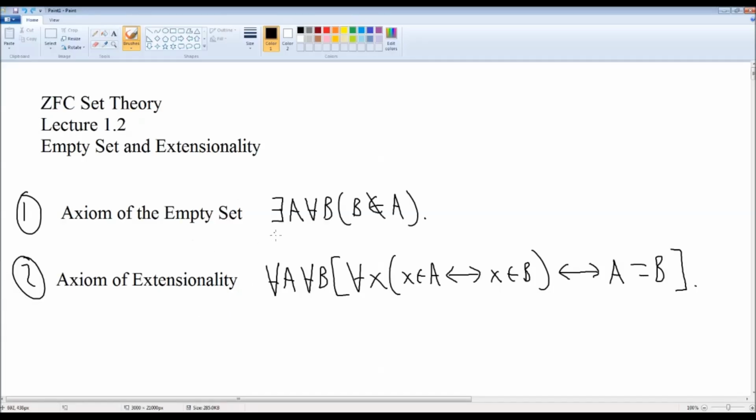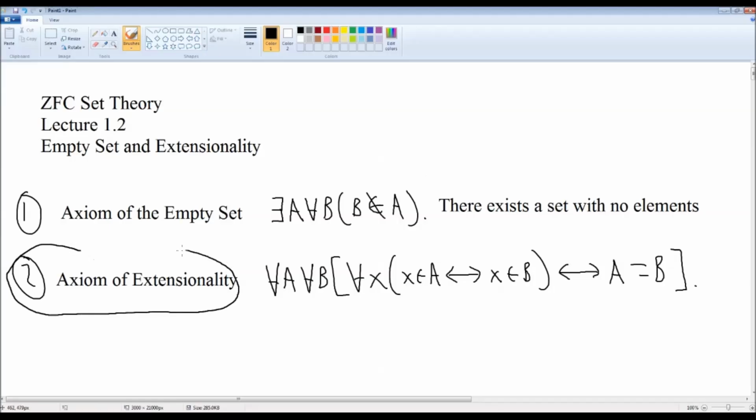The axiom of the empty set basically says that there exists a set which has no elements. There exists a set A such that for all sets B, B is not a member of A. In other words, there exists a set with no elements.